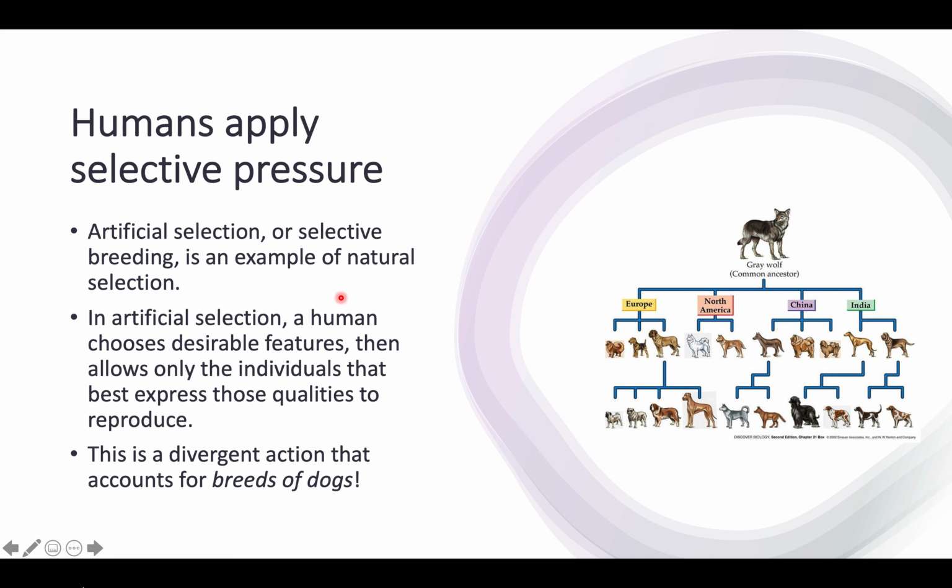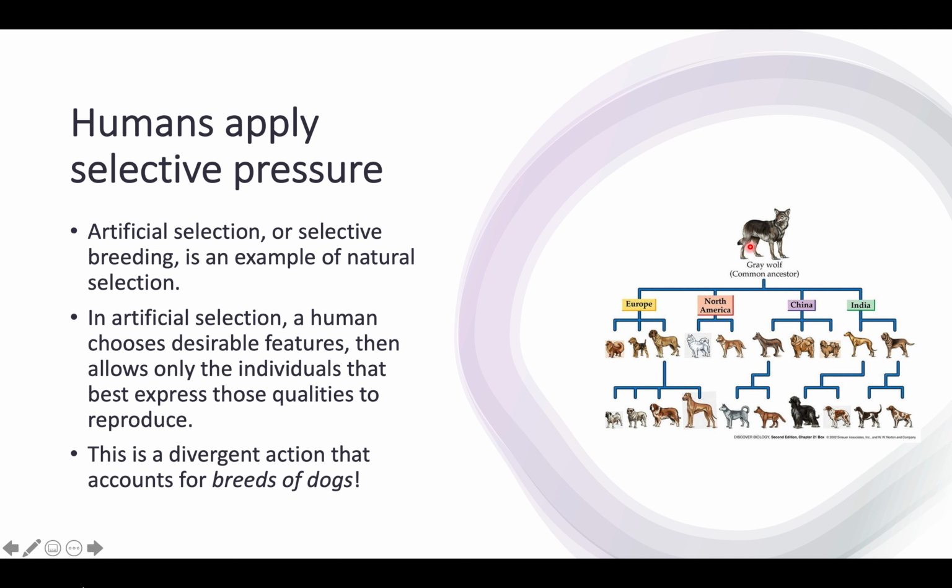So basically, artificial selection or selective breeding is an example of natural selection. In artificial selection, a human will choose desirable features of an organism, and then they allow only the individuals that best express those qualities to reproduce in order to be sure that those qualities are produced in the next generation. So this, again, is a divergent action. It's a divergent trait that's passed down, and it accounts for all of the breeds of dogs that we have.